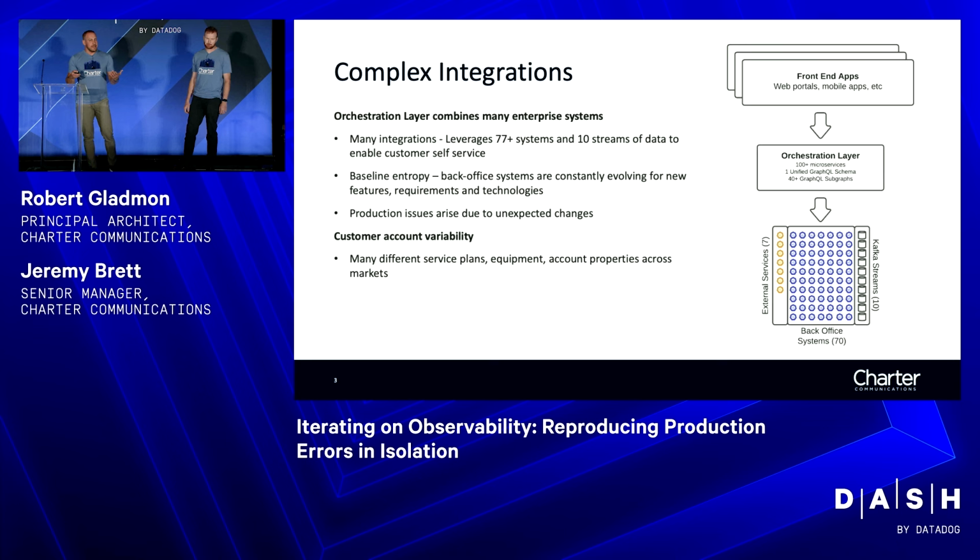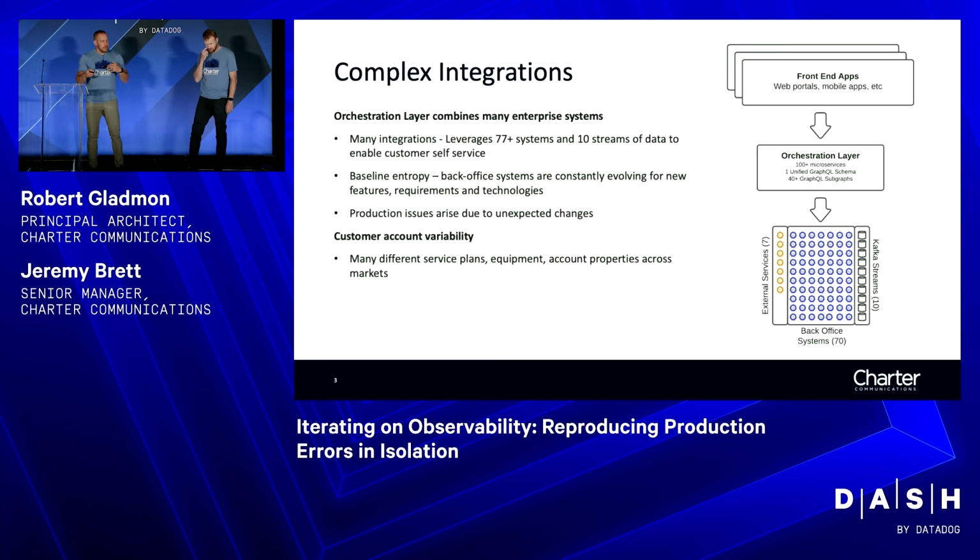Now, another thing that makes bringing all that data together difficult is that there's a amount of variability across all of our customer accounts. So Charter serves customers in 40 different states. And across all those different states, we have different markets. There's different plans and things that are available to different people in different places. Customers can bring their own equipment, so they can bring their own modem. They can bring their own cell phone if they have the mobile service.